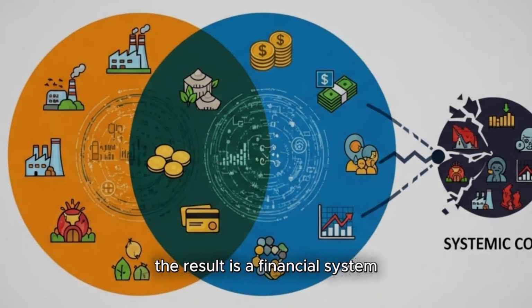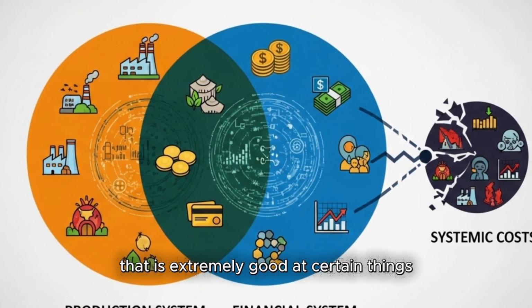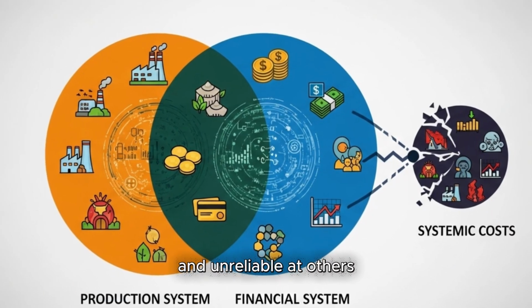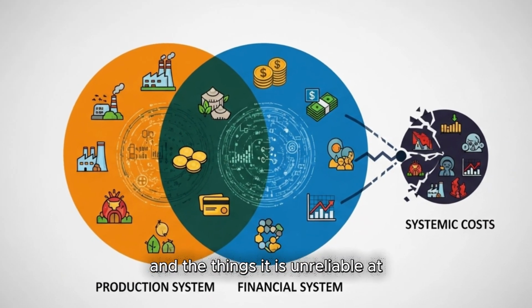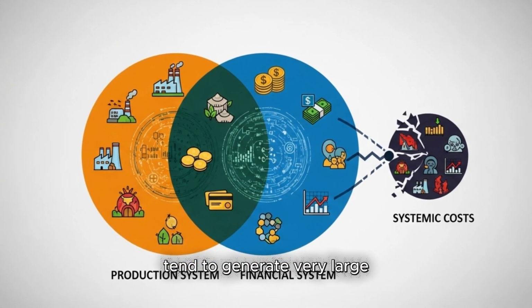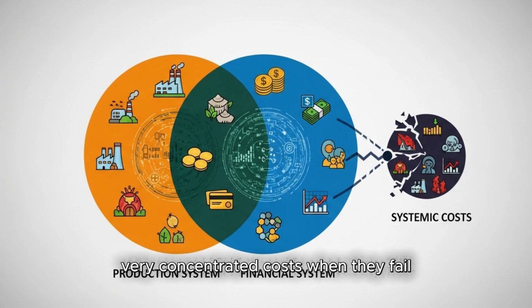The result is a financial system that is extremely good at certain things and unreliable at others, and the things it is unreliable at tend to generate very large, very concentrated costs when they fail.